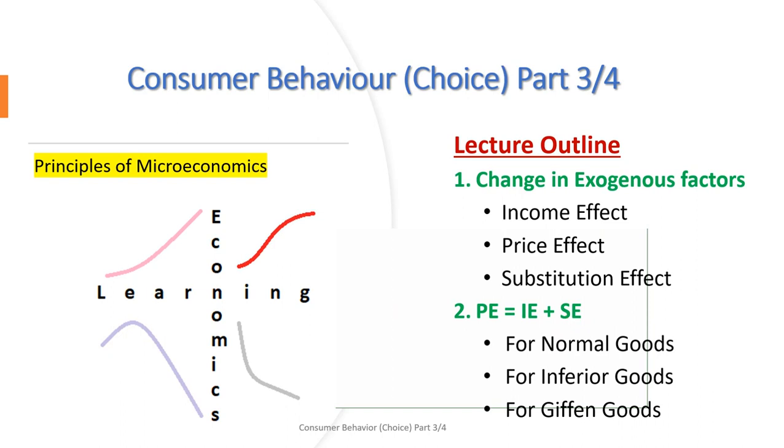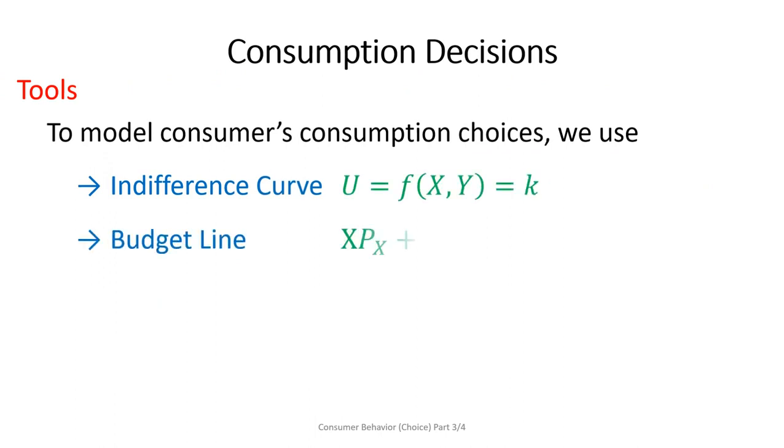Students, in the previous lecture we studied the ordinal approach, and we studied that to model consumers' consumption choices following the ordinal approach, we use indifference curve and budget line. An indifference curve shows various combinations of two commodities that give the consumer the same level of satisfaction, whereas a budget line shows which bundles of two commodities a consumer can afford and which bundles are unaffordable, given the income and the prices.